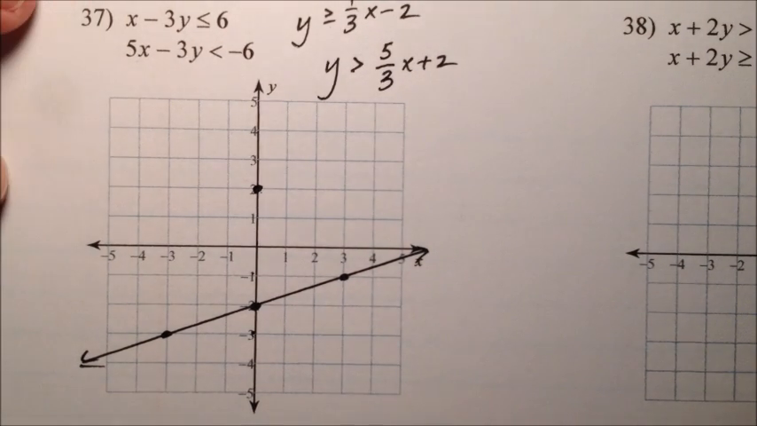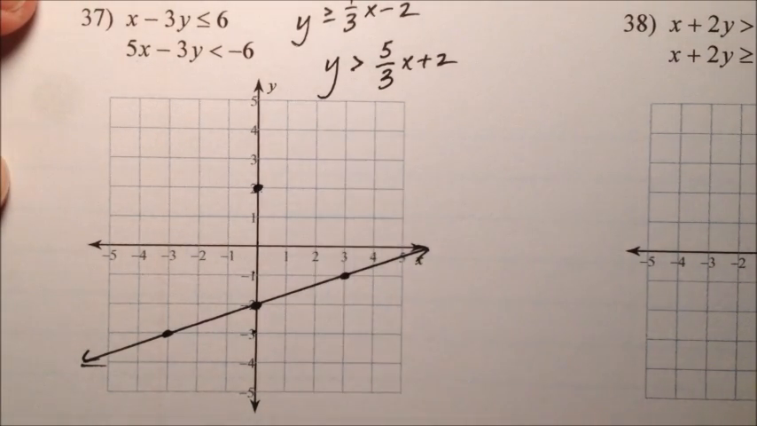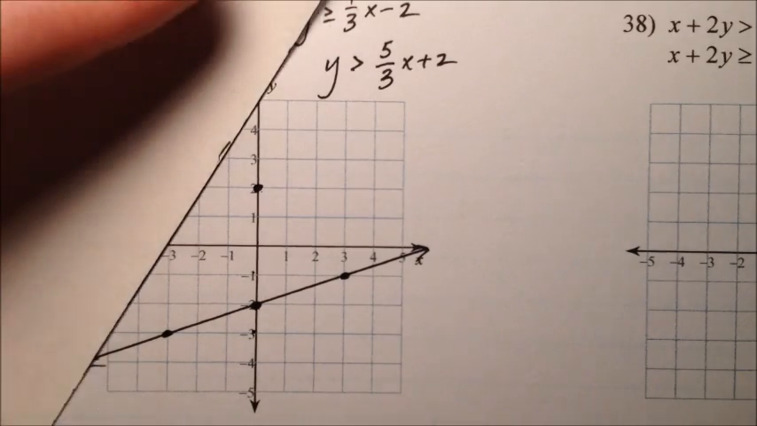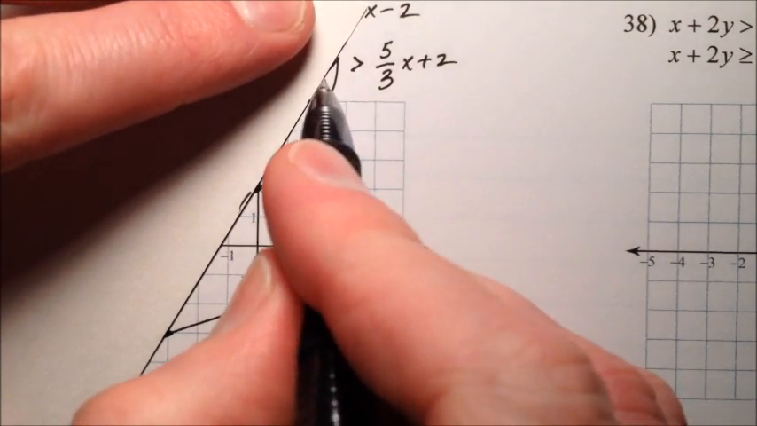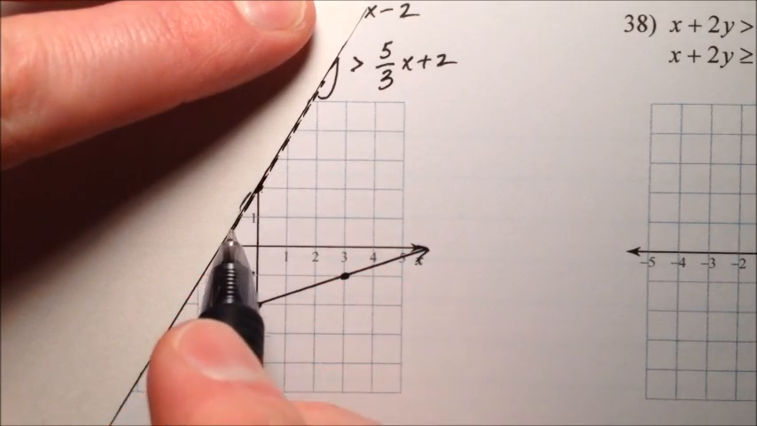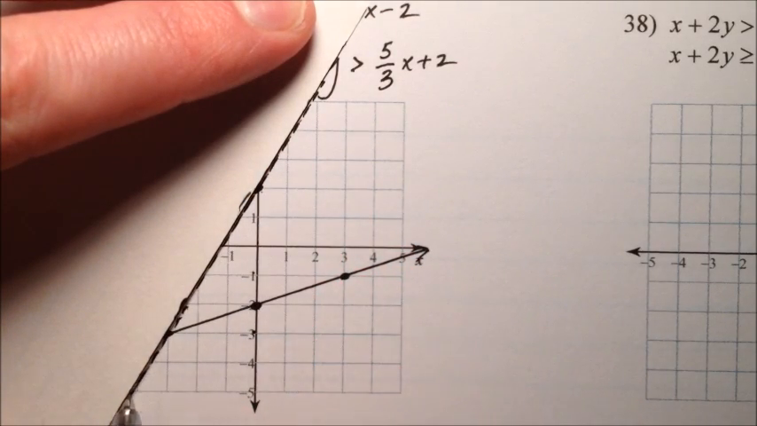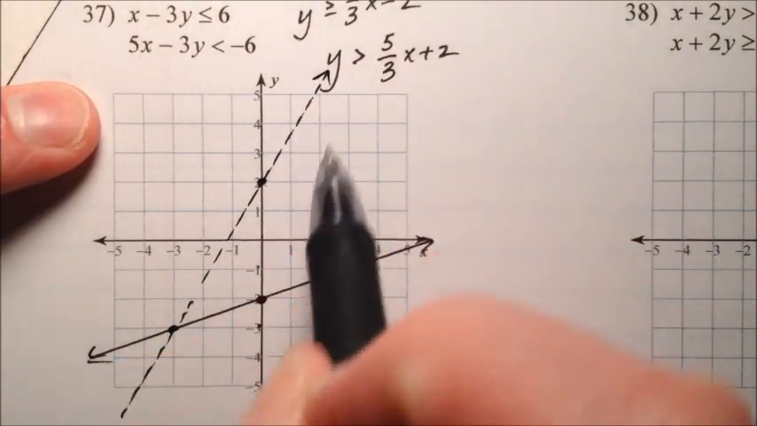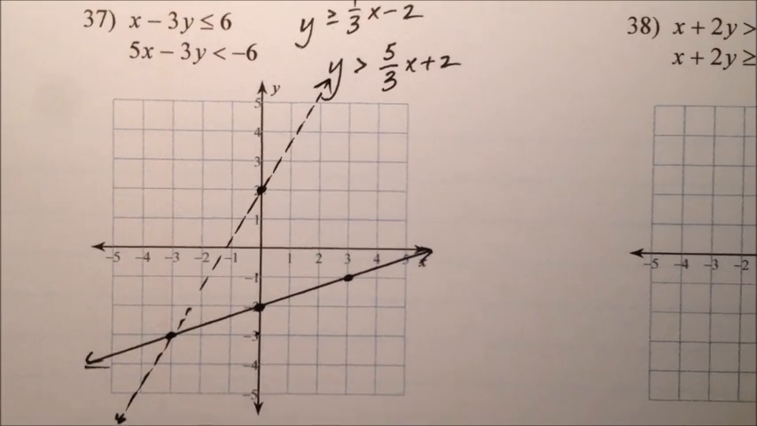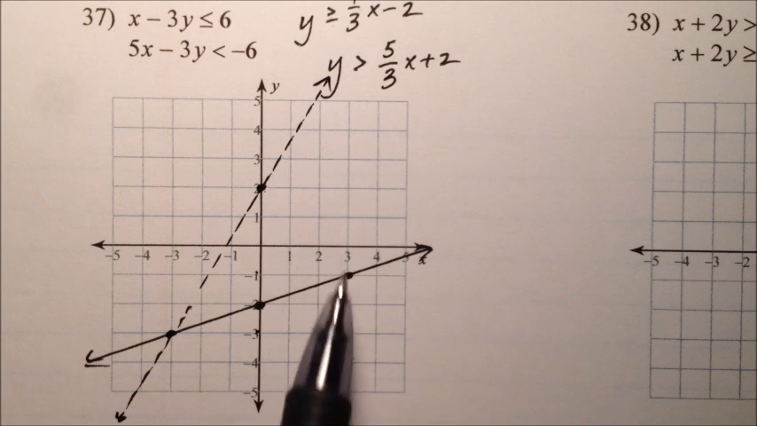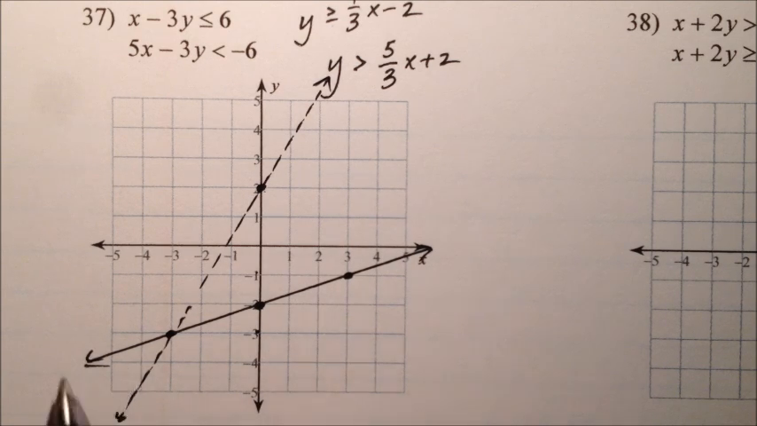And it's going to be a dashed line because it does not have the equal to. So we'll line these 2 points up, and we'll do a dashed line. Okay, and put arrows on either end. So now we need to decide which region it is. Is it this critter, or this rascal, or this turkey, or this little guy right over here?